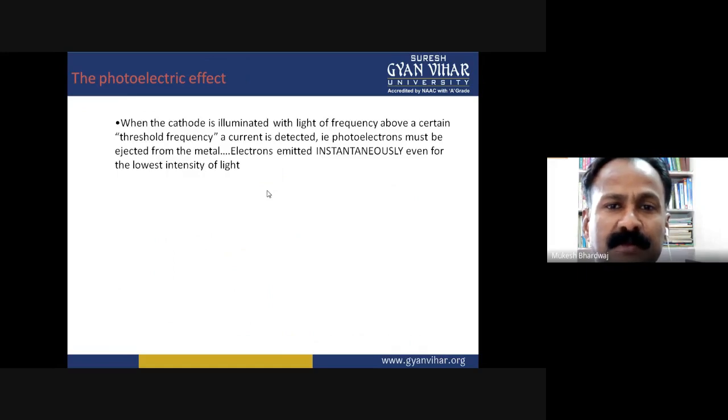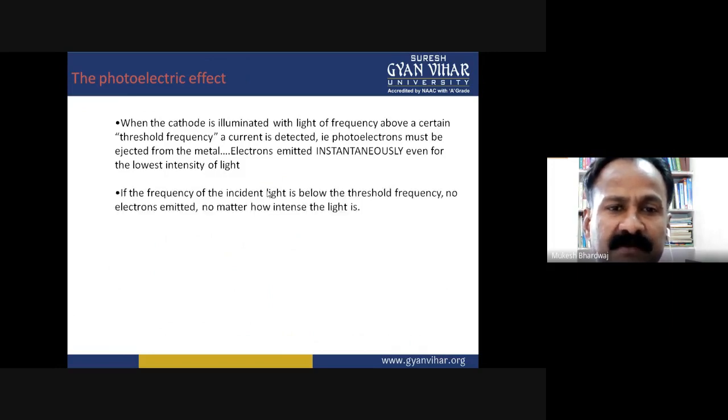When the cathode is illuminated with light of frequency above a certain threshold frequency, current is detected. That is, photoelectrons must be ejected from the metal. Electrons are emitted instantaneously, even for the lowest intensity of light. If the frequency of the incident light is below the threshold frequency, no electrons are emitted, no matter how intense the light is.